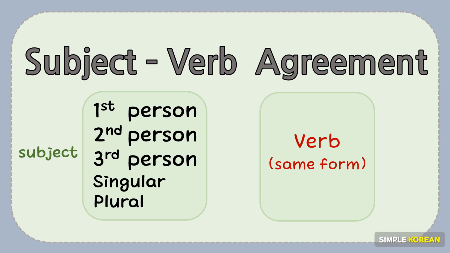In many languages, a verb changes depending on the subject of the sentence: first person, second person, third person, and singular or plural. The third person singular subject changes the verb form in English. However, Korean does not change the form.